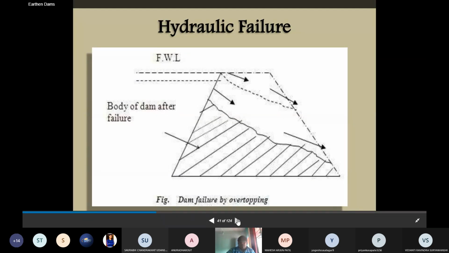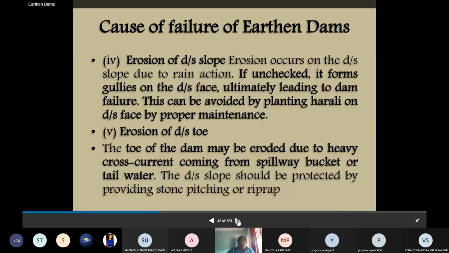See here the section of this dam, that is the hydraulic failure, how this failure may occur. This is the piping phenomenon where seepage takes place and almost all the materials are carried away from the structure. Then another cause is erosion, which may occur on the downstream slope.